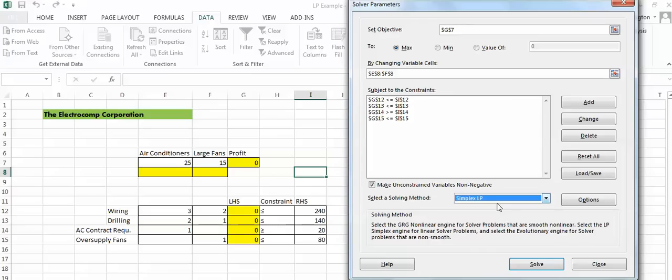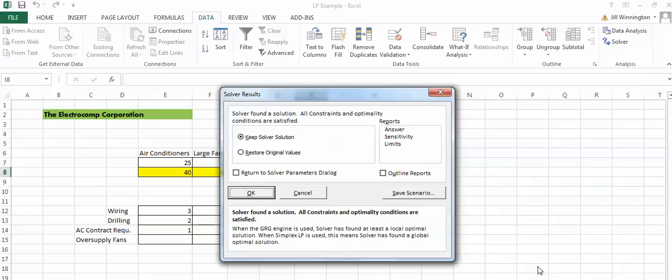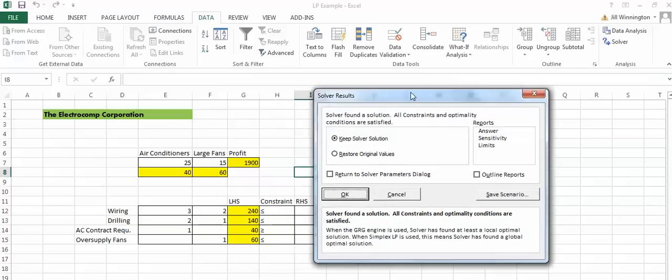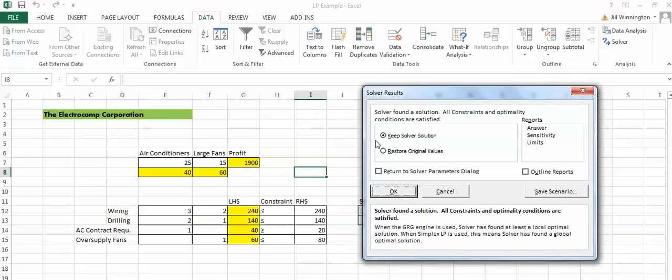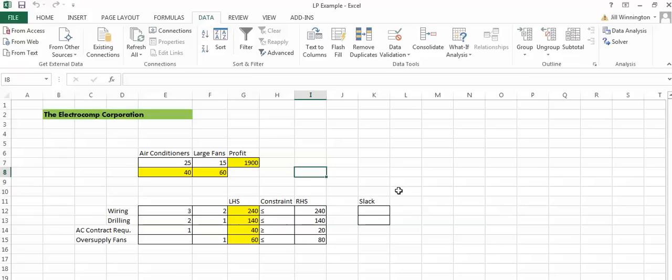All I have to do is push solve, and Excel's going to do the work for me. Okay, and then this little box comes up and says, do you want to keep the solutions? I'm going to say yes, because this is now the correct answers for these problems, the beginning problems.